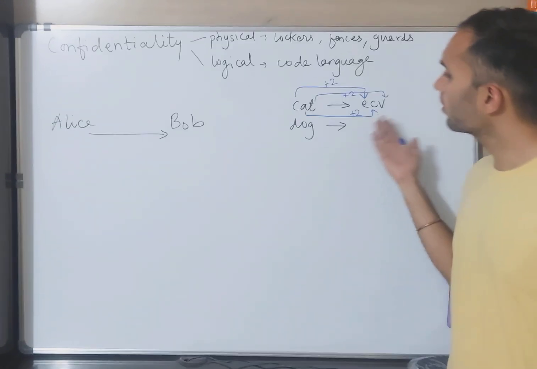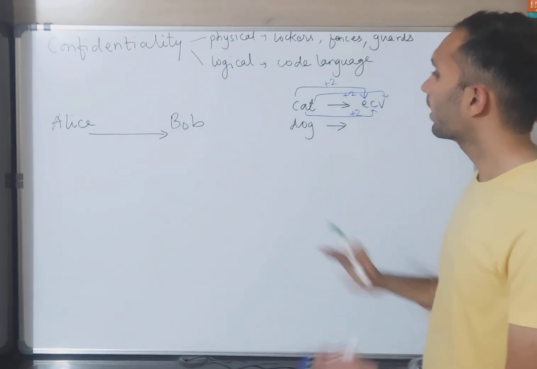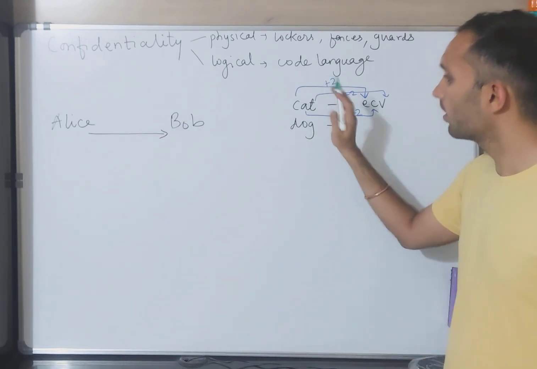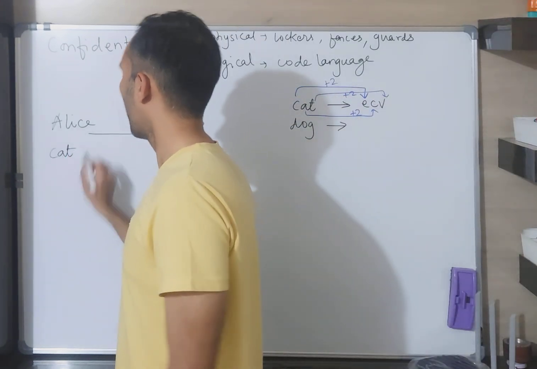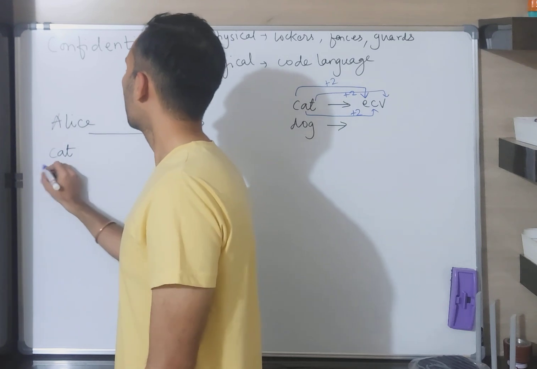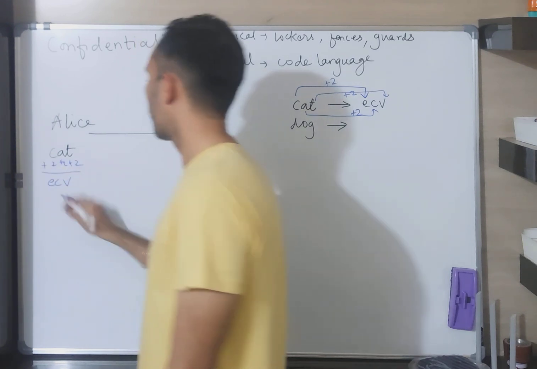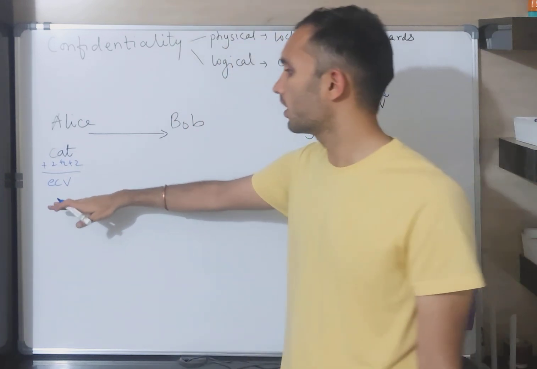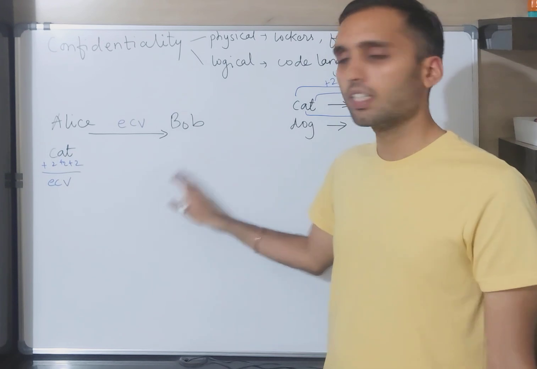Now let's say we can use the same approach for Alice as well. Let's imagine that she wants to transmit the same word, which is cat. She takes the word cat, adds 2 to all these letters, and then arrives at this particular code word, which is ECV. She transmits this ECV and Bob receives this ECV.